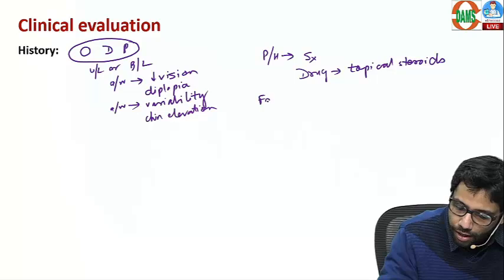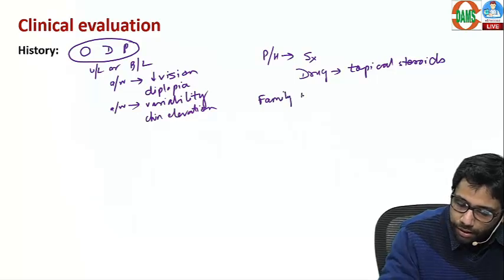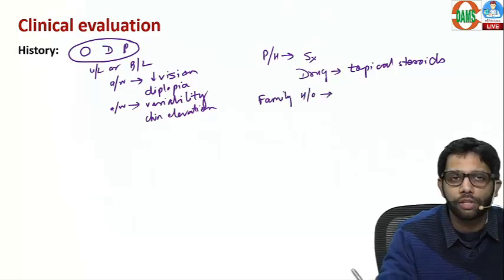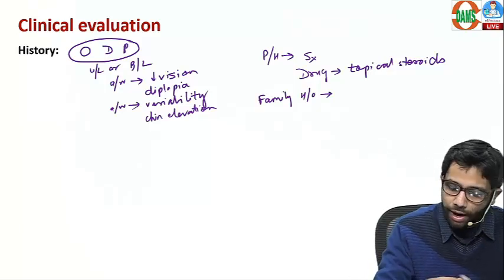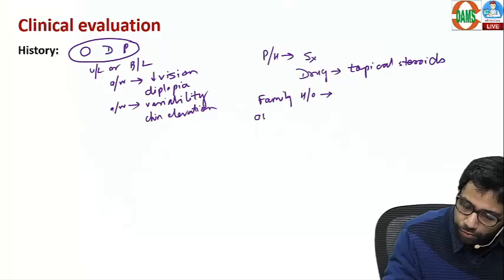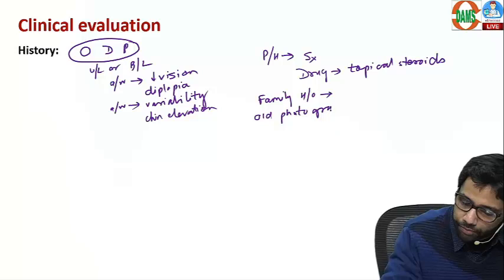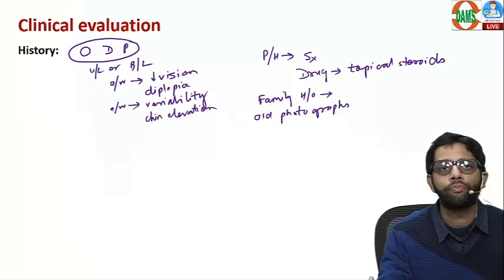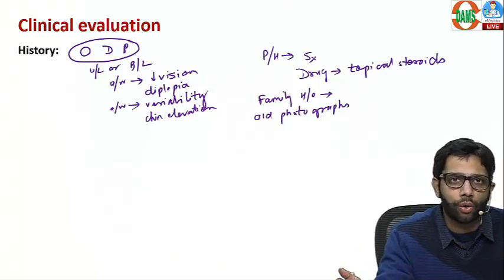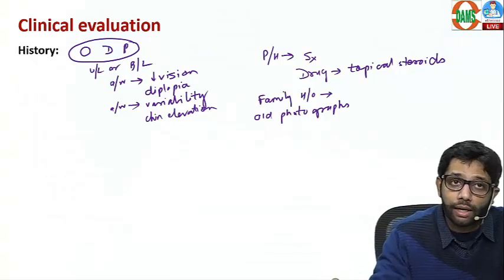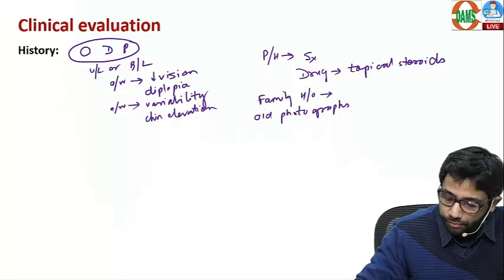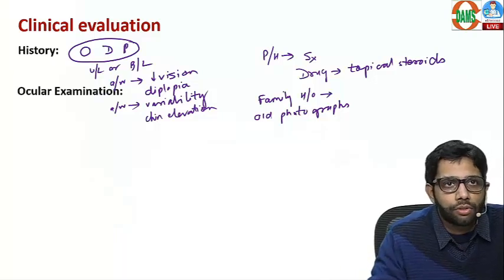And always ask for family history, particularly in patients of BPES, which is autosomal dominant. And if you have old photographs, you ask the patient to show them, which will help you see how it has progressed till now. So these are all in history which you have to ask the patient and write down on the paper as well. Then comes the ocular examination.